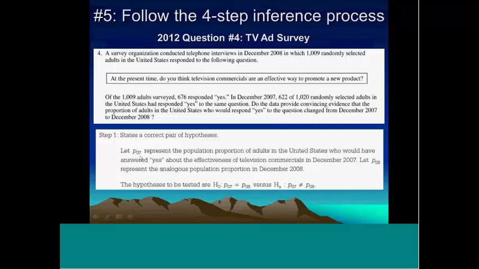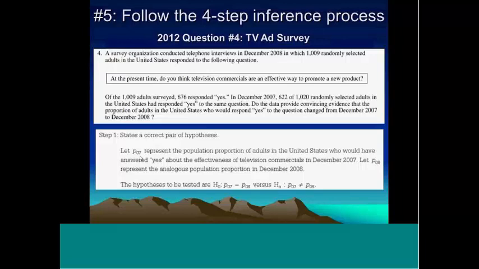p07 represents the population proportion of adults in the U.S. who would have answered yes. I know I'm making a big deal about the would have answered, but that'll be important here in a moment. And p08 is the analogous proportion for December 08. Your students need to be able to define their parameters when they're doing a hypothesis test or a confidence interval in terms of the larger population distribution that they're sampling from. So there's the first step, stating hypotheses.